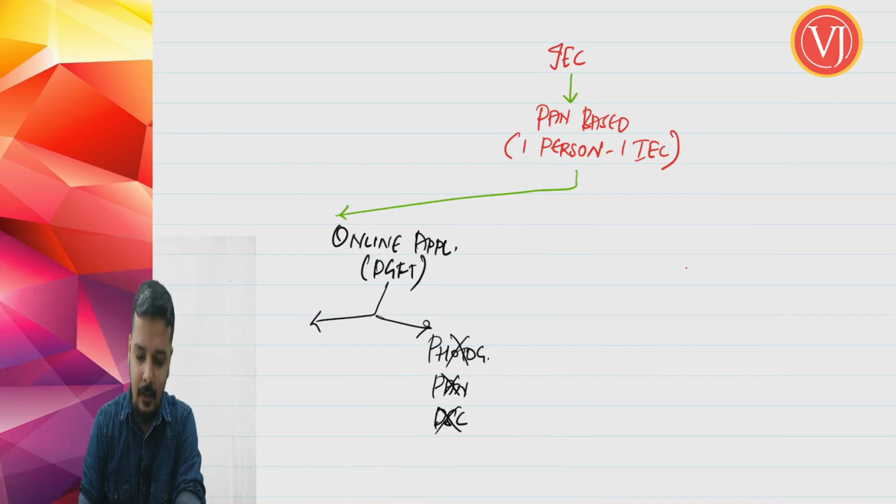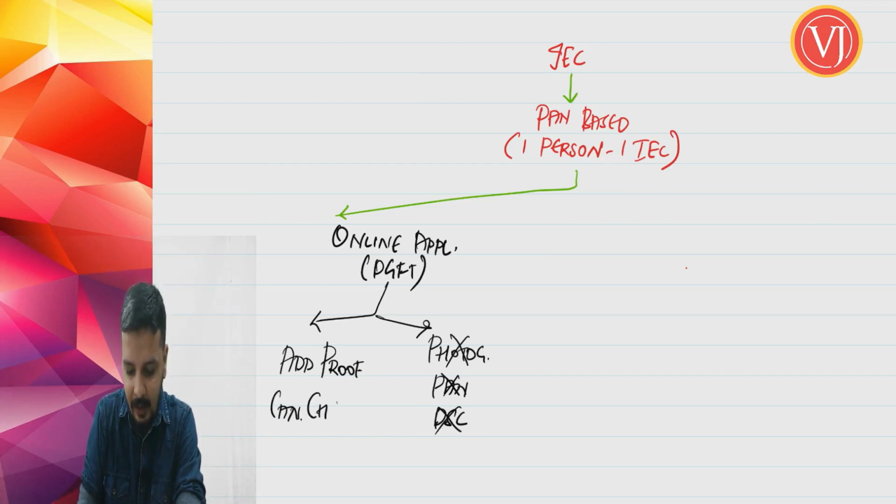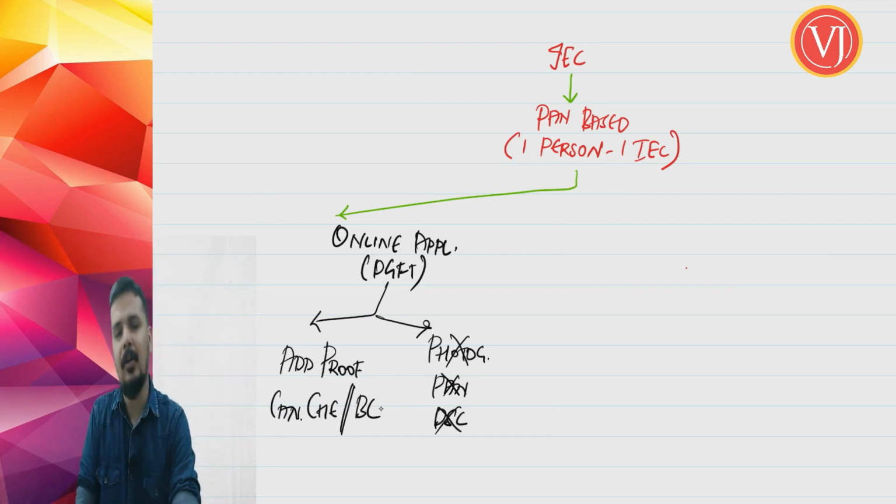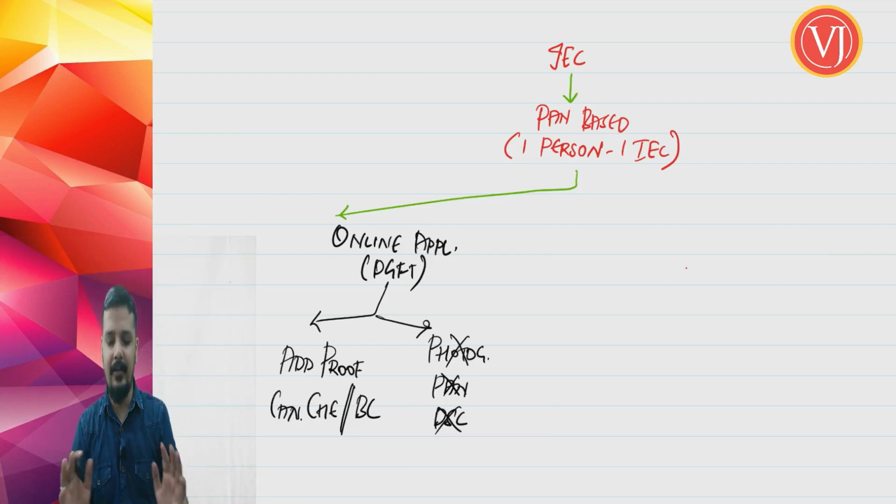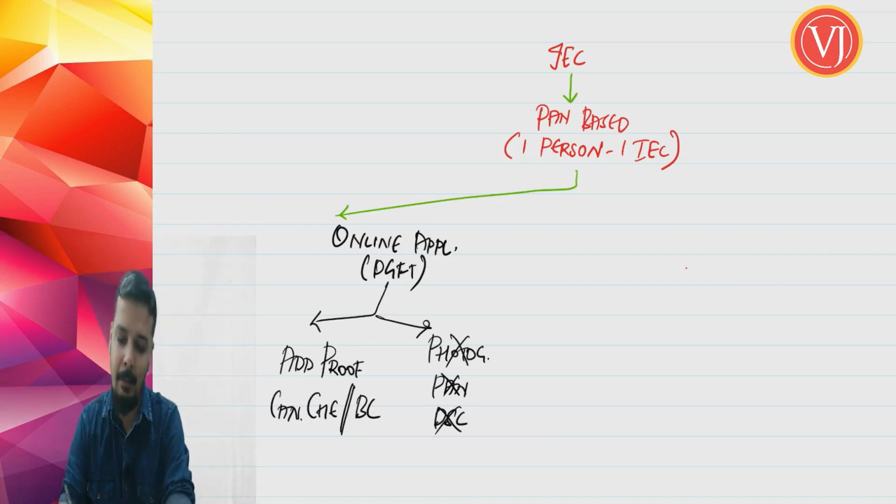So what are they trying to tell? They want only the address proof plus your cancelled cheque which has the pre-printed name of the company, or your bank certificate if at all you are not giving the cancelled cheque. So that is required when you are talking about your online application.